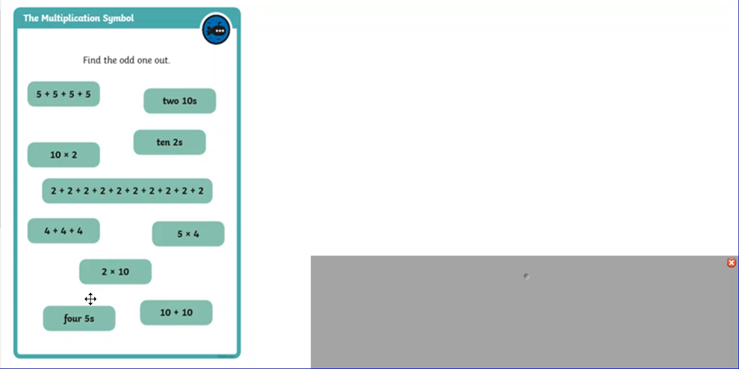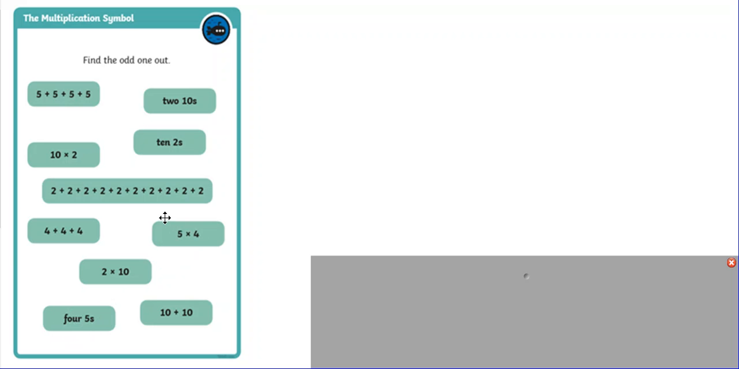So how I would complete this one is I would work out the answer to each of these questions. How you do that is up to you. You could draw pictures to help you, like we've done before, or if you know your two times table, you could do 10 times 2 or 2 times 10. If you can count up in twos, you could count on each two. Same with the fours, put four in your head, add four, then add another four. Four fives, which is the same as four multiplied by five.